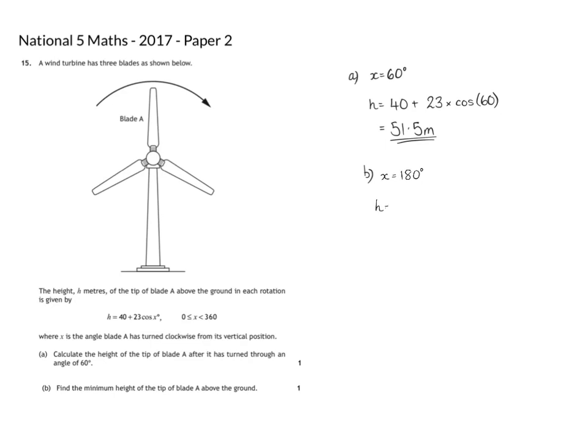So we get height, which is going to be 40 plus 23 times the cos of 180 degrees, which gives us an answer. I'm saying it again as I put it into the calculator so I don't get it wrong. So we get 17 meters for part B.